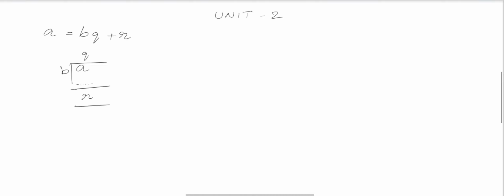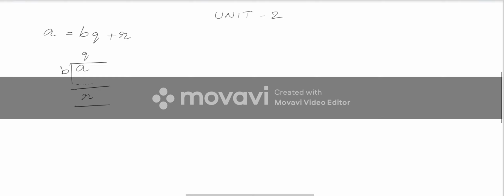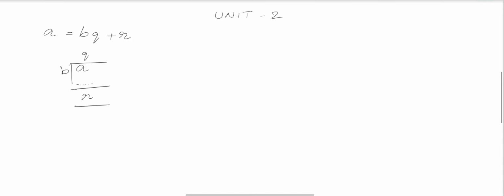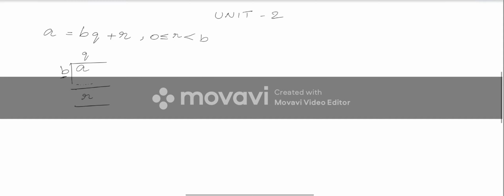And next, there exist unique integers q and r. Here, what do we say about q and r? Q is your quotient and r is your remainder, such that a = bq + r. R is the remainder, isn't it? So r will be less than your divisor and it may be equal to 0. Are you clear with me?